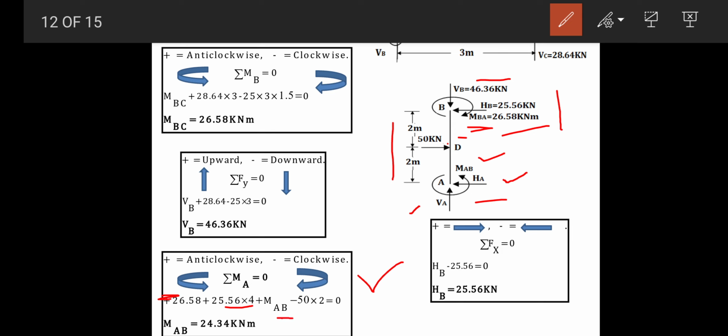Then the moment created by the 50 kilonewton point load is in a clockwise sense, so minus 50 into lever arm 2, into 2, is equal to 0. By simplifying, we have MAB equal to 24.34 kilonewton meter. So these are the moments.